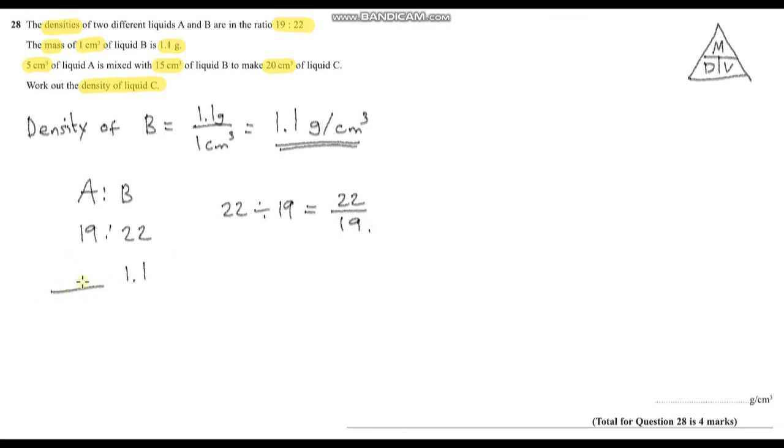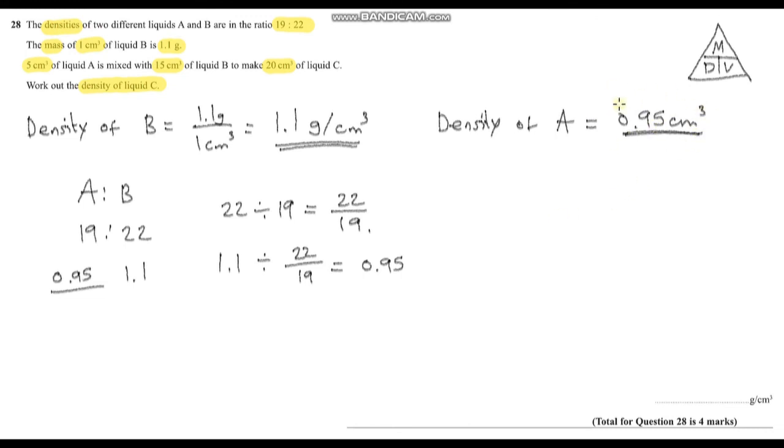So to work out the density of A, we can see that A is smaller than B. So we're going to divide this number by the scale factor. So we're going to do 1.1 divided by our scale factor, 22 over 19. And when I put that into a calculator, I get 0.95. So that is the density of A. So let's write this down here. So density of A equals 0.95 grams per centimetre cubed.